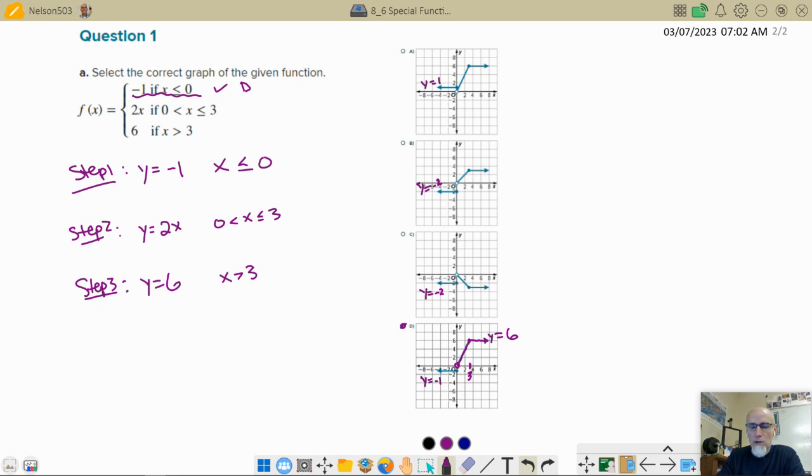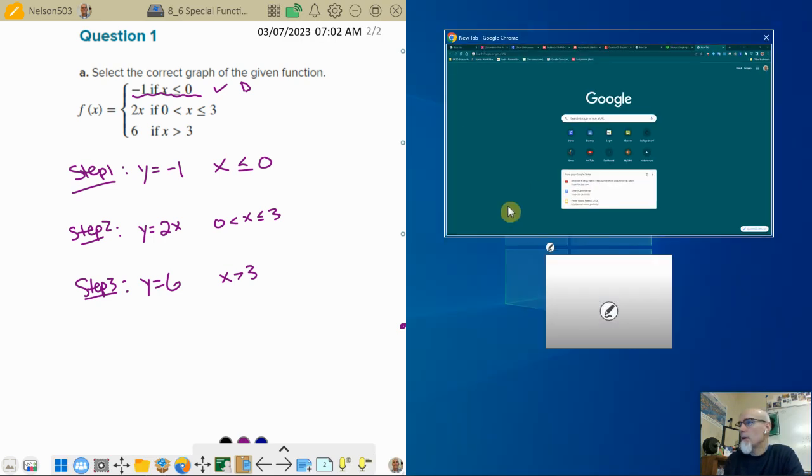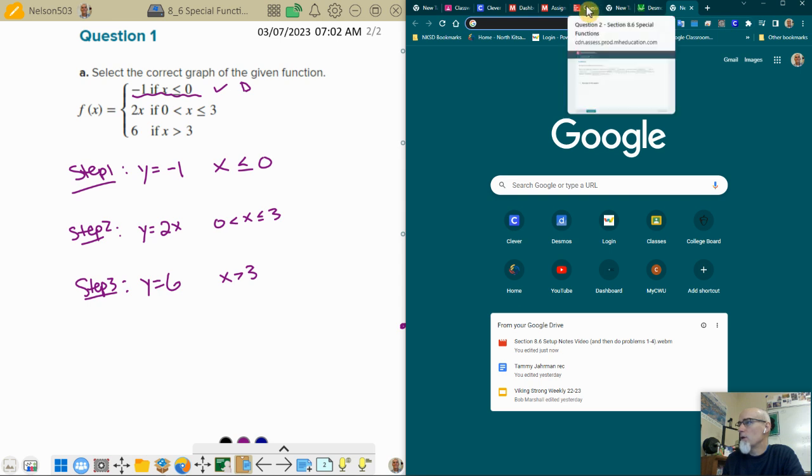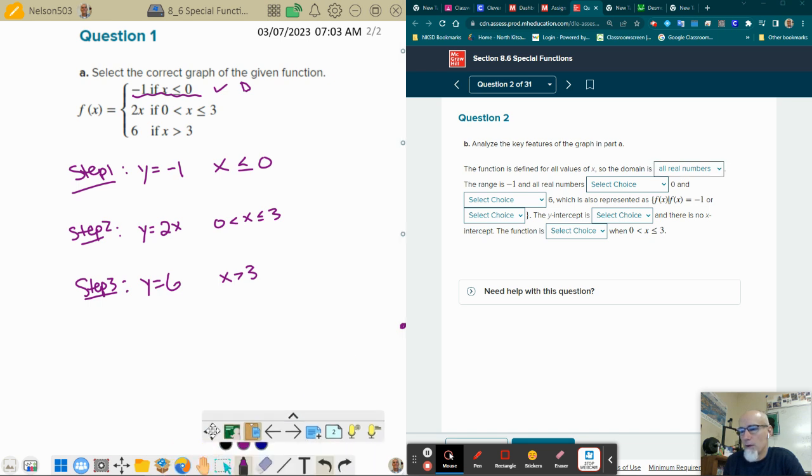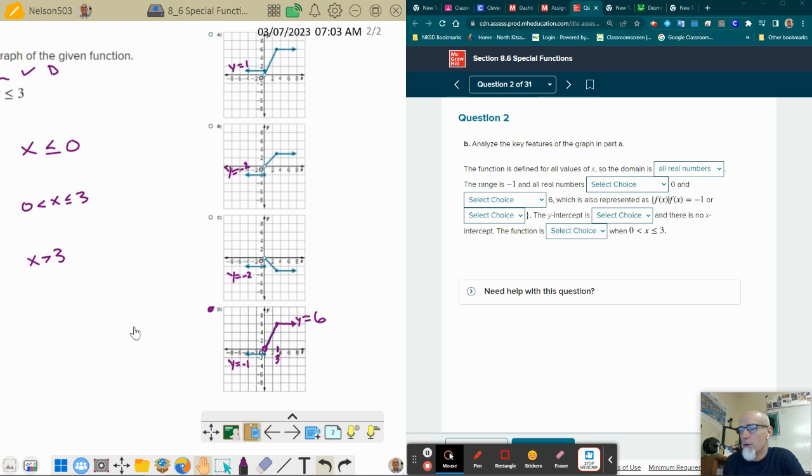Now, what I'd like to try to do is get that on the left side of the screen and our drop-down menus on the right side of the screen. So we're looking at question number one here. It says the function is defined for all values of x. So the domain is all real numbers, right? So when we look at the graph over here, it's defined everywhere, all x's going all the way out to the left, all the way out to the right. So that's why we're choosing all real numbers.